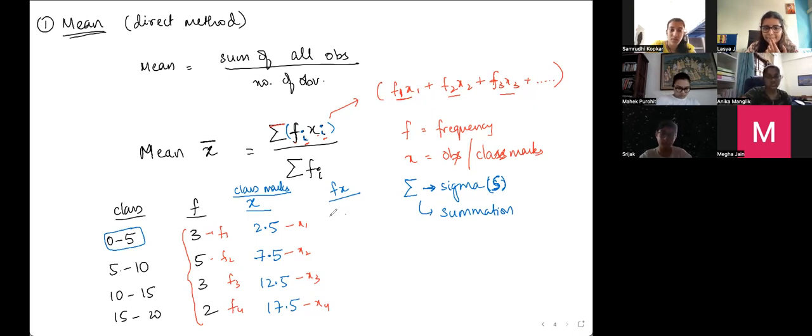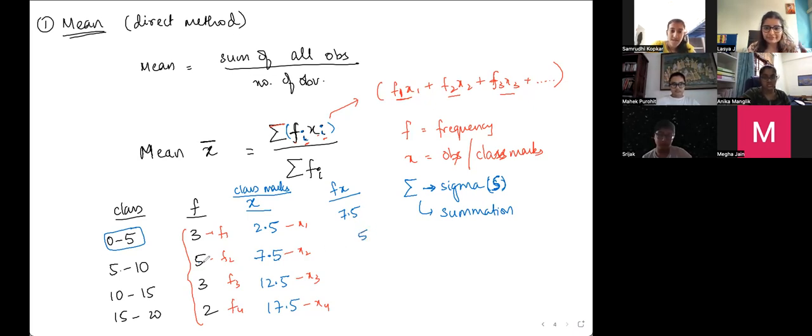Ma'am, it will be 7.5. 7.5. So 3 into 2.5. 5. Next one will be 5 into 7.5. कितना आएगा? 38.5. 37 point. 37 or 38? कर लो calculate ठीक से. Ma'am, 37.